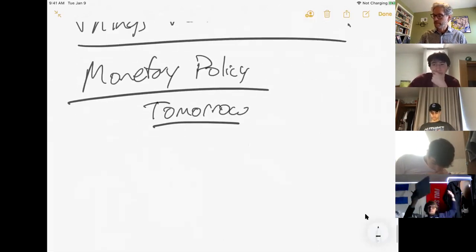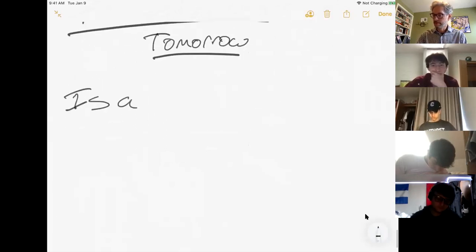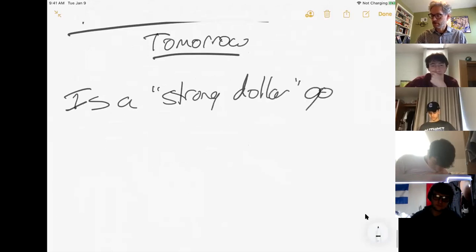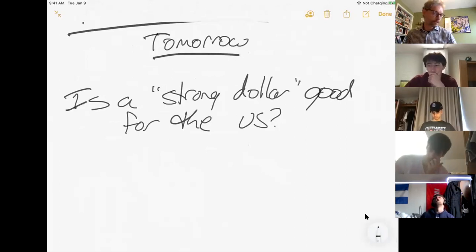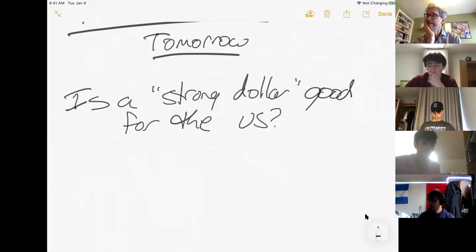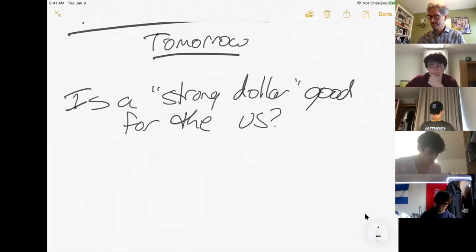Before I let you go, I just do want to talk about one last thing. This is just a way that people talk about exchange rates that I think we should think about. There's definitely this perception in the public and the news that a strong dollar is good for the US, right? When the dollar appreciates, we celebrate.